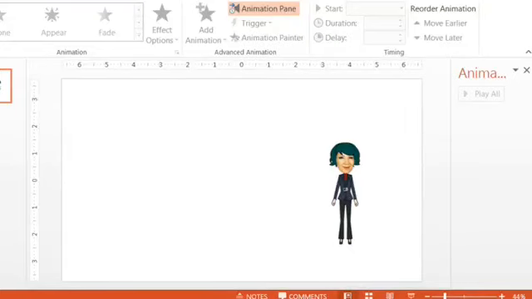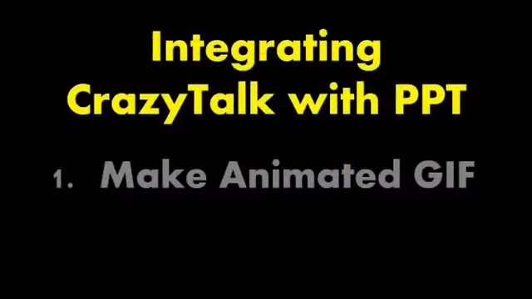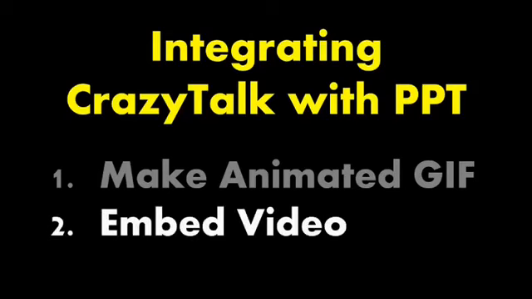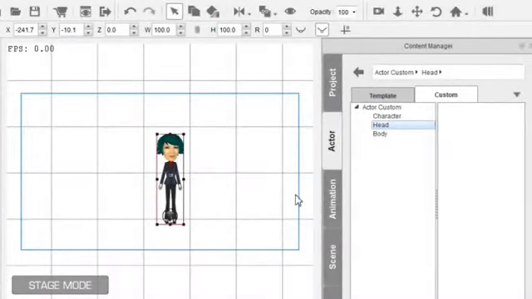But if you do want sound, you'd have to either add a sound file to PowerPoint to play at the same time as the GIF, or an even better way to do it is to export to video directly from Crazy Talk. And that way you can embed the video into PowerPoint, and then you'll have the sound and everything there for you. And that's what I'll show you right now.